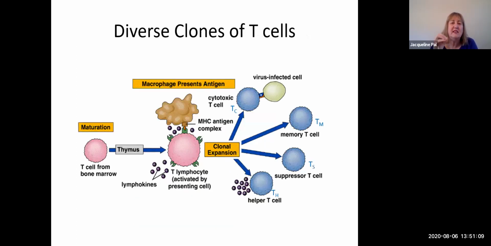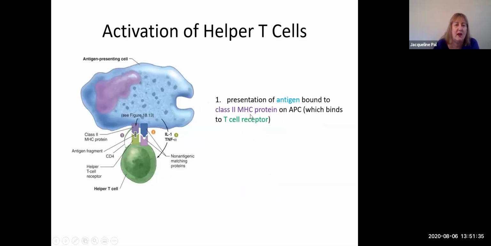So when the T cell is activated, there's a whole host of different diverse clones it can become. Starting at the bottom, it can become a helper T cell, often abbreviated TH, or a suppressor T cell with an S, a memory T cell with an M, or a cytotoxic T cell. So we're going to go through all these various types of T cells one by one. But let me review this activation of the helper T cell again.